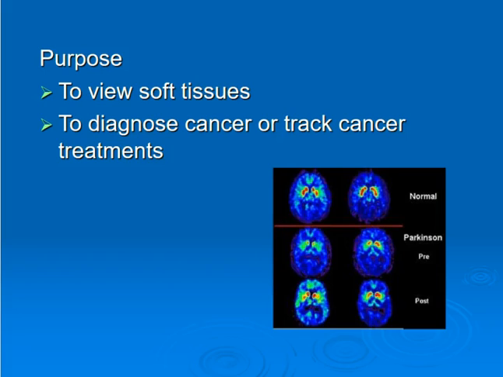And in the case of the diagram, we're taking a look at a normal brain compared to someone showing pre-Parkinson's syndromes and the changes that happened in the brain after Parkinson's disease has already manifested itself.